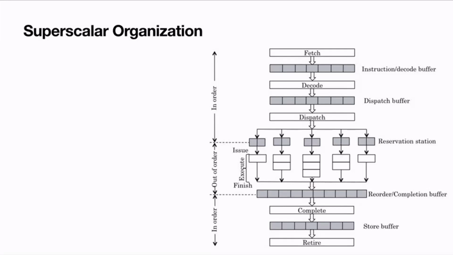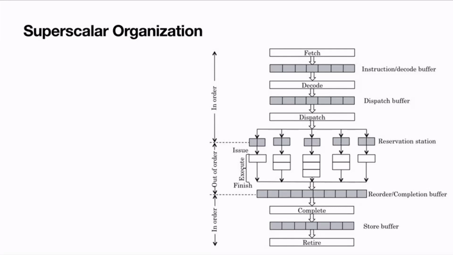And once we execute these instructions, then we'll be completing in the normal order, writing to the architectural registers according to the program order. Right? So all we need is to identify independent instructions. And that is what we are going to do in the reservation station.